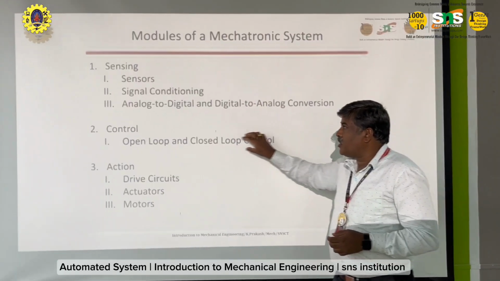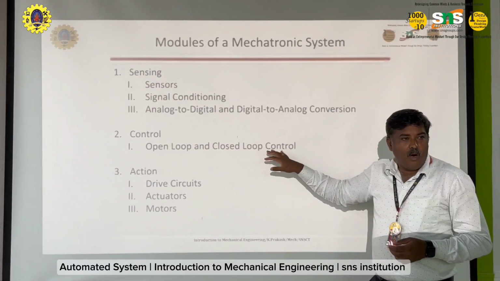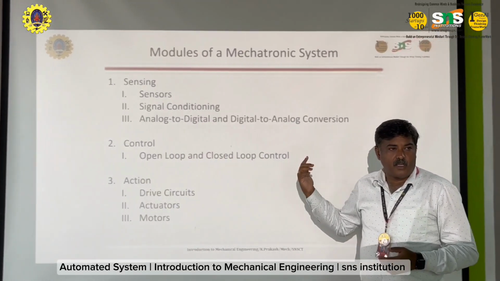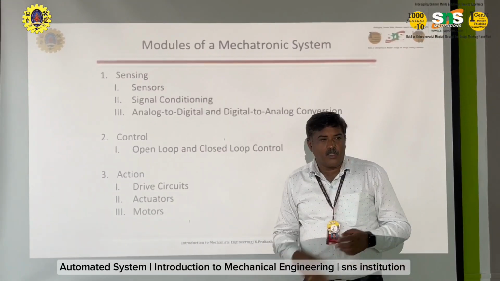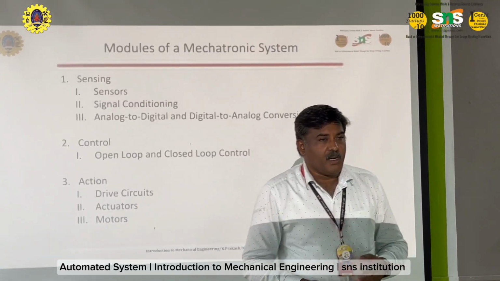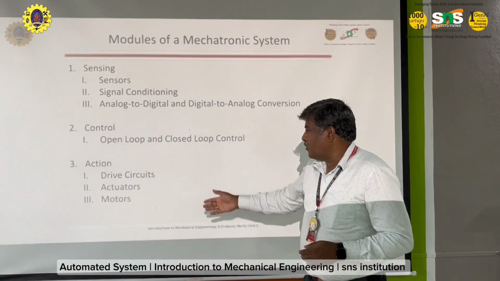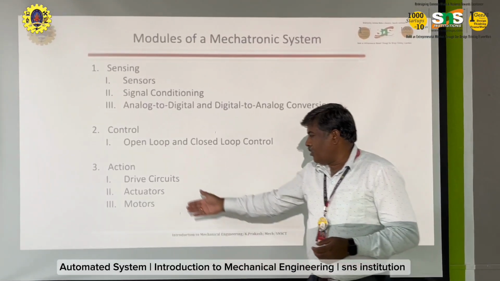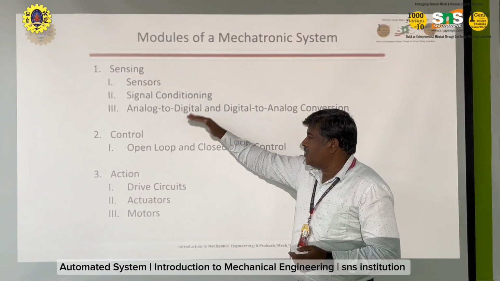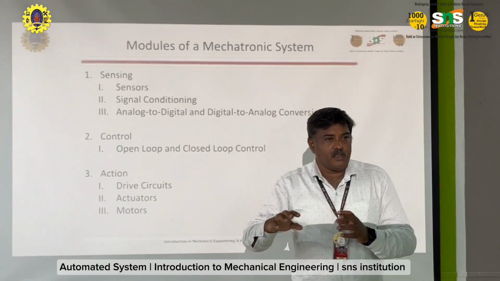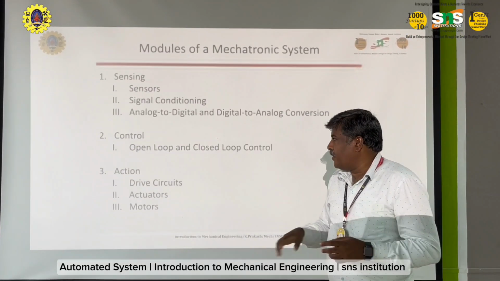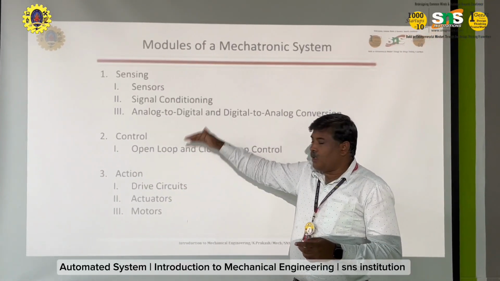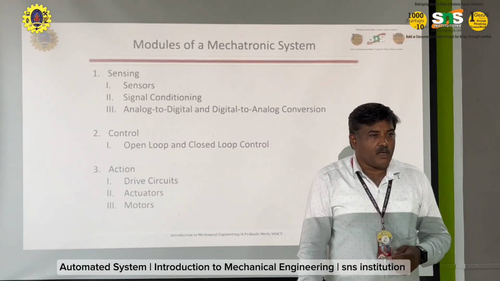The second is the control systems. How does the controlling take place? We use open loop systems and closed loop systems. The next one is how the work is implemented, which is called action. We use driving circuits, actuators to do the work, and motors. This is the segregation. First we use sensing to sense what work is to be done, then a control system, and then the work is performed. These three are the major parts of a mechatronic system.